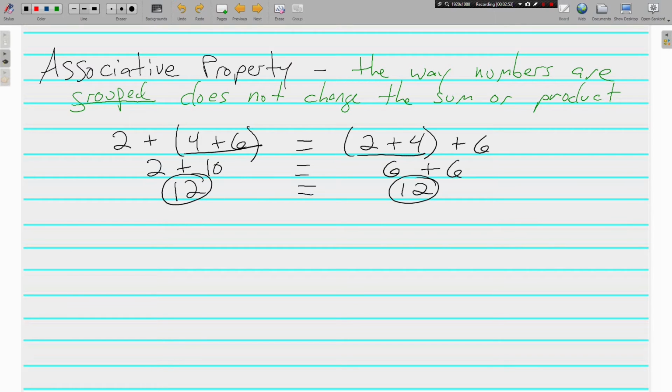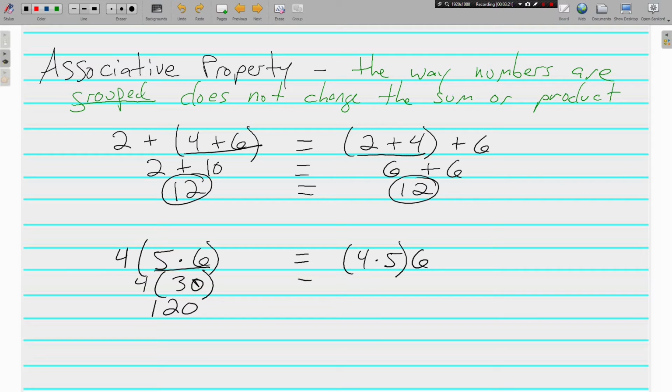It works for multiplication as well. If I do 4 times, and then 5 times 6 in parentheses, alright, 4 times 5 in parentheses, and then times 6, I'm going to get the same answer. 5 times 6 is 30. 4 times 30 is 120. On the other side, 4 times 5 is 20. 20 times 6 is 120.